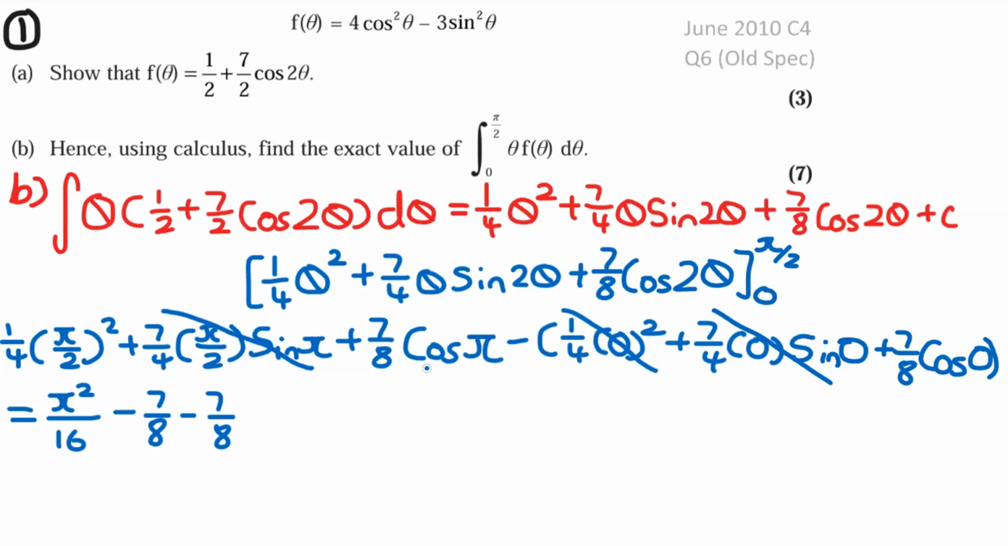And then this term here, cos of pi is equal to minus 1, so this here is going to be minus 7 over 8. And then cos of 0 is equal to 1, so this is going to be 7 over 8, but remember we're minusing this, so it's also going to be minus 7 over 8. And then minus 7 over 8 minus 7 over 8 is equal to minus 7 over 4. So this is the final answer. This is the exact value of this integral here, pi squared over 16 minus 7 over 4.